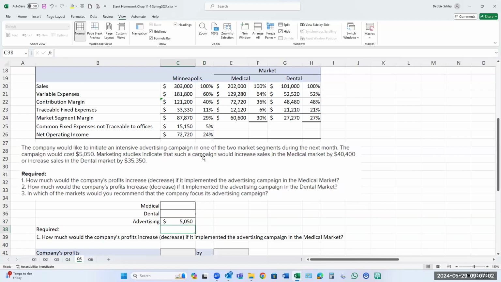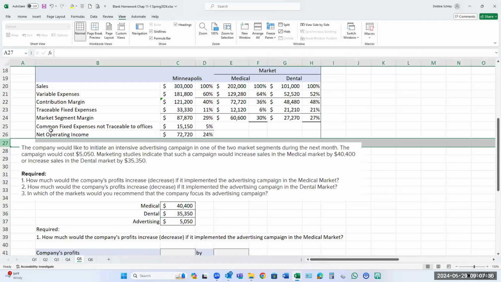Marketing studies indicate that such a campaign would increase sales in the medical market by 40,400, or, depending on which market we apply that advertising campaign to, it would increase sales in the dental market by 35,350. Okay, so they want to know how much would the company's profit increase or decrease if it implemented the advertising campaign in the medical market.